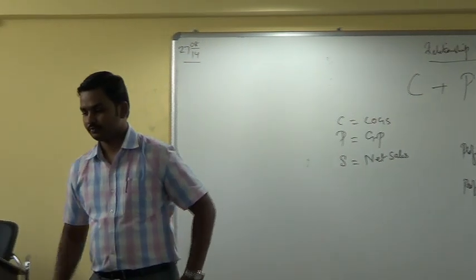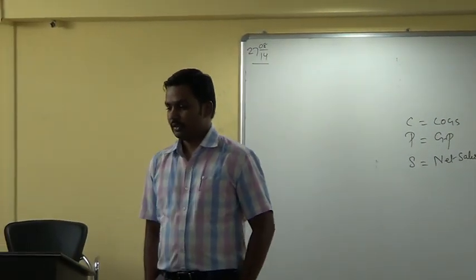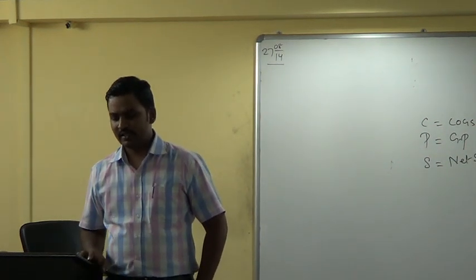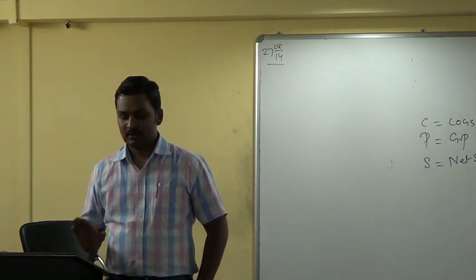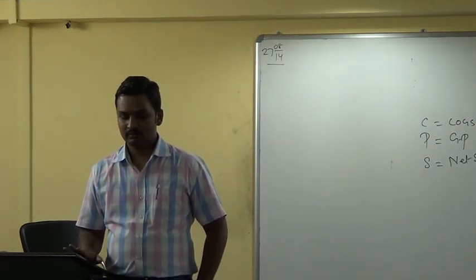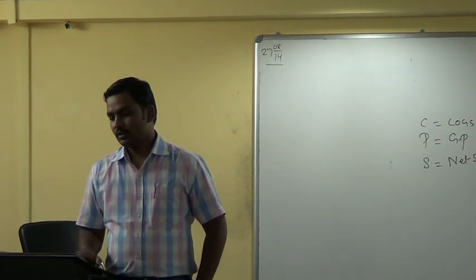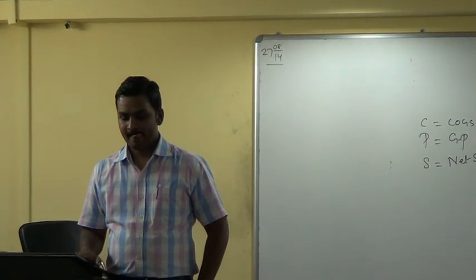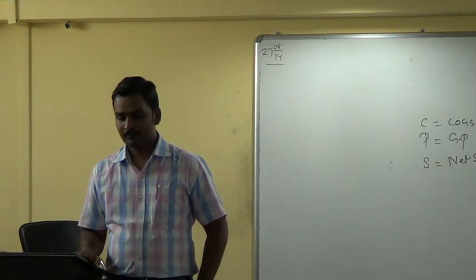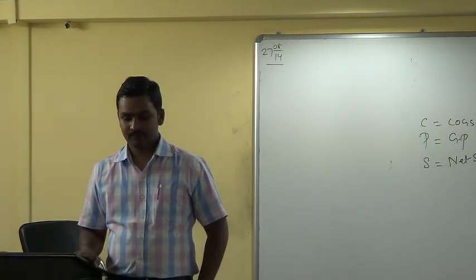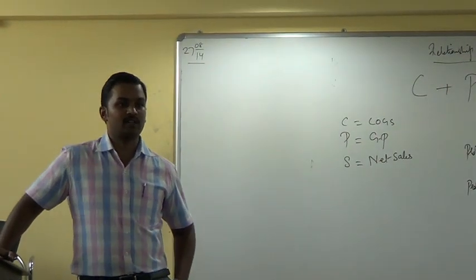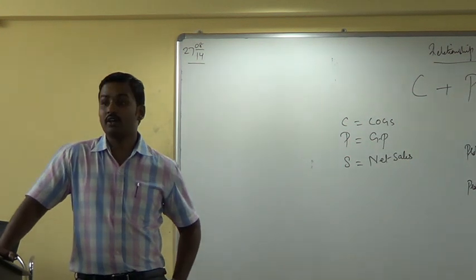Sales 10 lakhs. Cost of goods sold 8 lakhs. Gross profit, how much? 2 lakh.